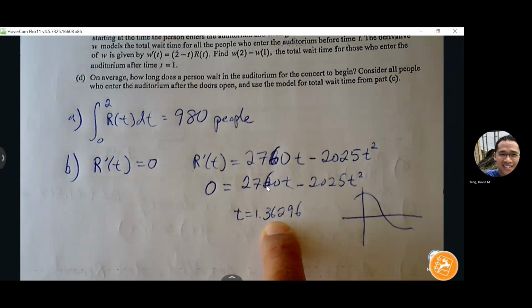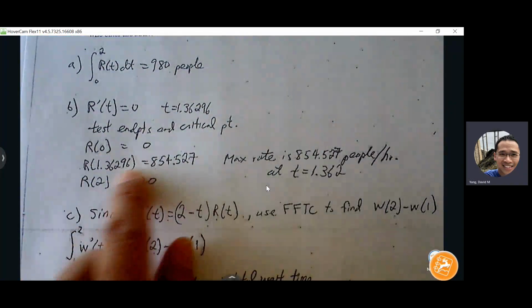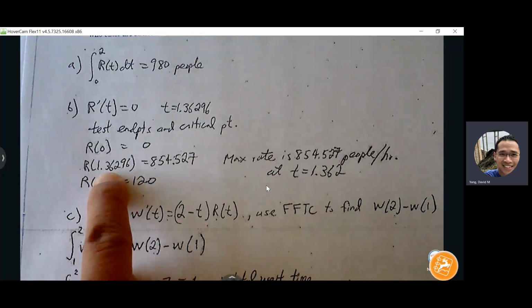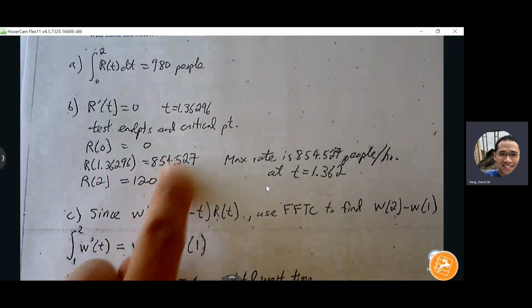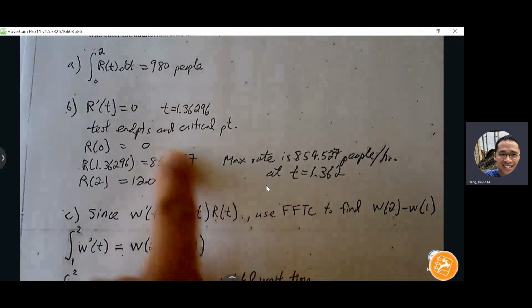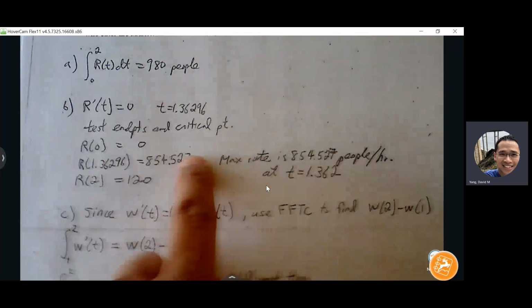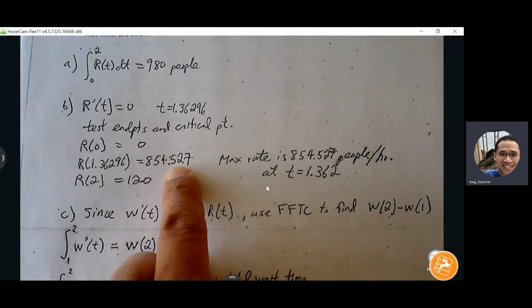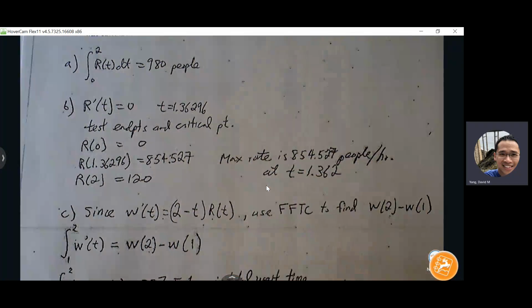It ends up being 1.3296. Now, after that, you have EVT, you're just testing your endpoints, right? So you're testing R of 0, R of 1.3296, and R of 2. They all get inserted into R of t, and you're looking for the highest value, the maximum. So the max rate is going to be 854. This doesn't represent people, it represents people per hour, because R of t is already a rate.